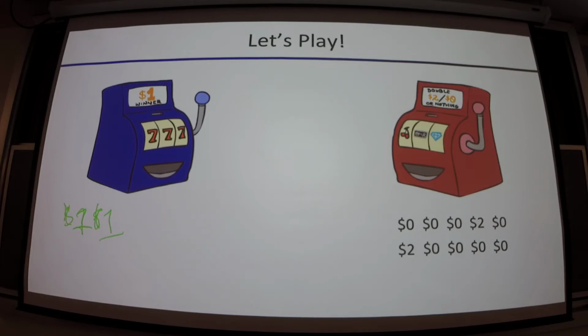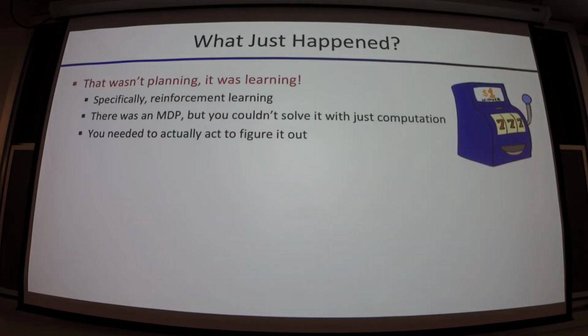Okay, so what just happened? Well, let's say we played 10 times, we got $4, that's not as good. So knowing now what we could have known then, we should have been playing the blue one the whole time, but we didn't know. Okay, what just happened? It wasn't planning, it was learning. This is the first time we're doing learning. Up until this point, we've done planning. Hooray! Yes, specifically it was reinforcement learning.